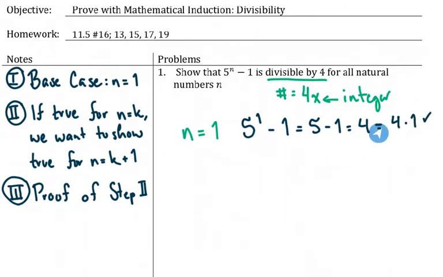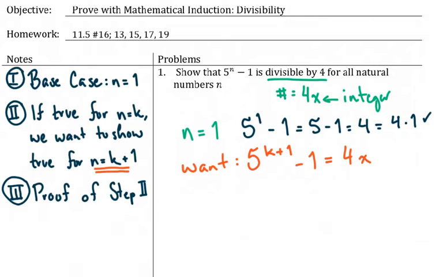So with divisibility, it's again just plugging things in. Now, I'm not going to write out the whole second statement, but absolutely you can. And the main thing with that second statement is it gives us the statement we want. So we want to show that 5 to the k plus 1 minus 1, right? This is our n equals k plus 1, is equal to some 4 times x. That's what we want.